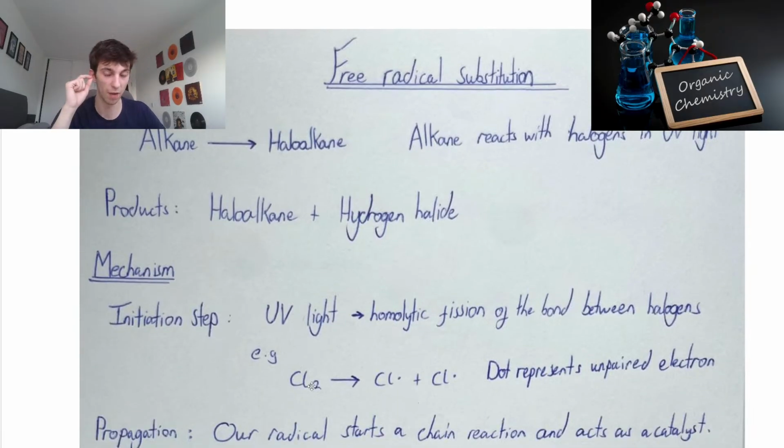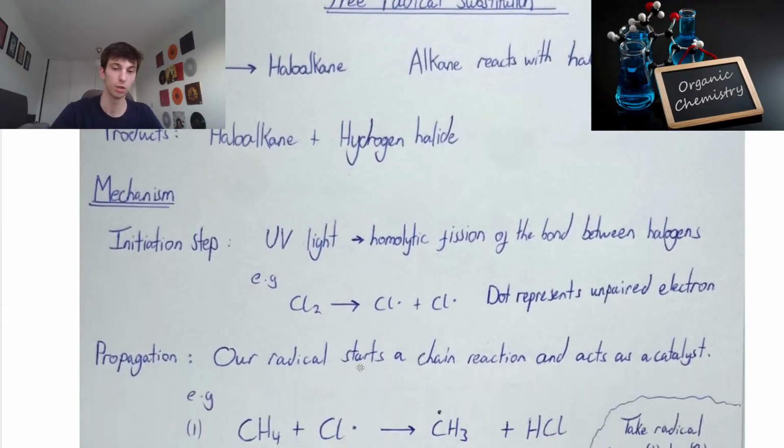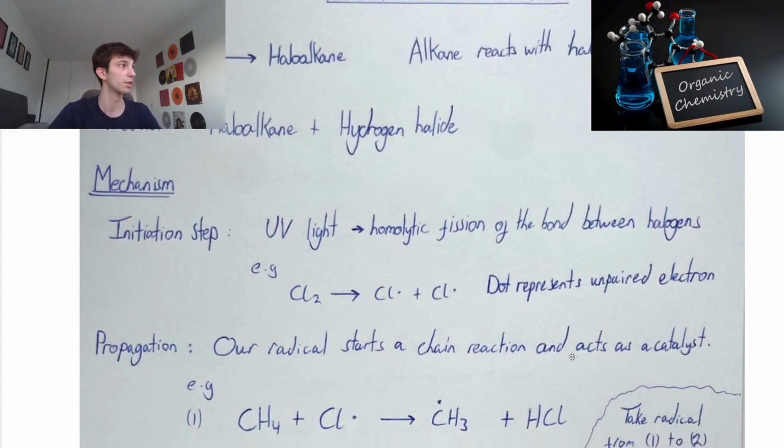So we're going to go over each step, guys. Going over initiation, we have our chlorine molecule, a simple molecule, and we get 2 chlorine radicals because of that homolytic fission. The dot represents an unpaired electron. Then we have this chain reaction with our radicals. This chlorine radical acts as a catalyst. It will catalyze the destruction of ozone, but we're going to get onto that in a second.